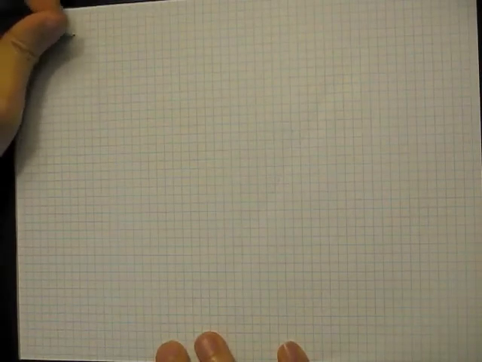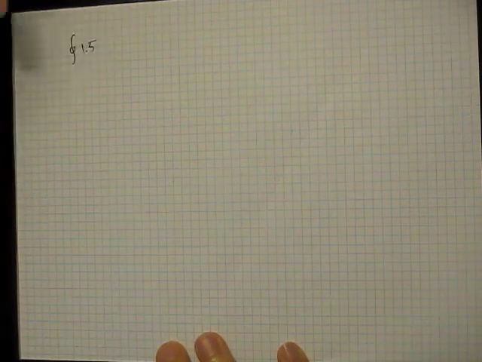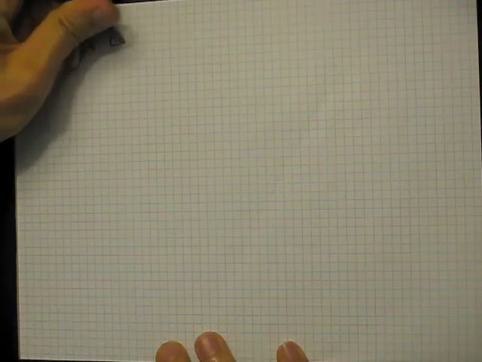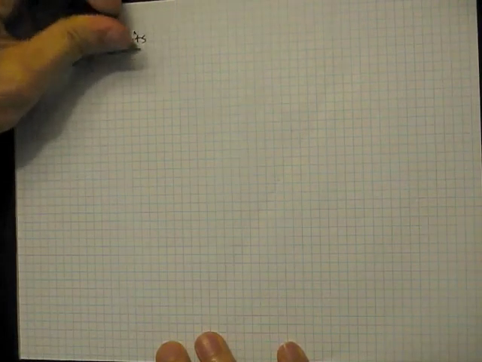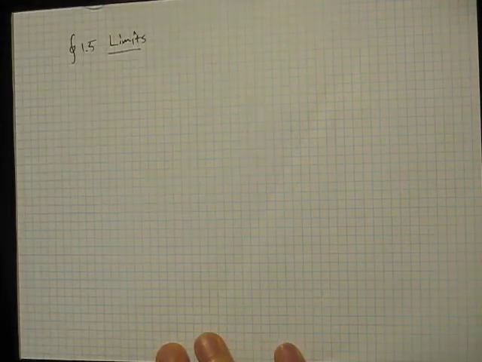Okay, so this is section 1.5 of the textbook. This section is on limits. Okay, the limit of a function.